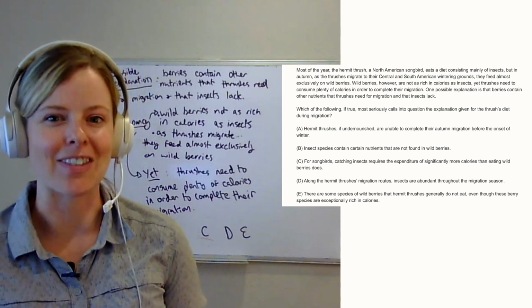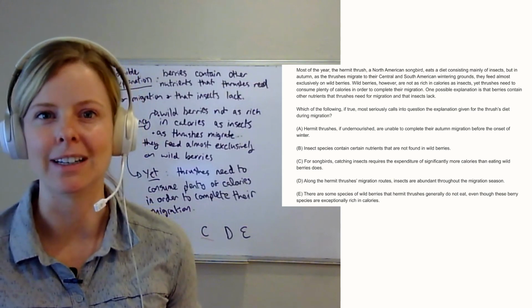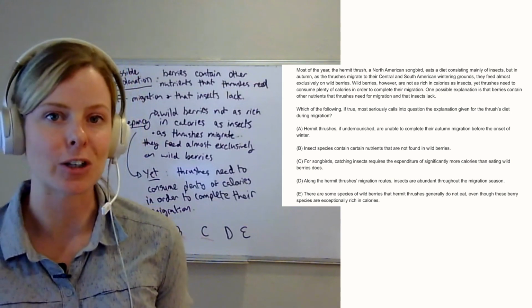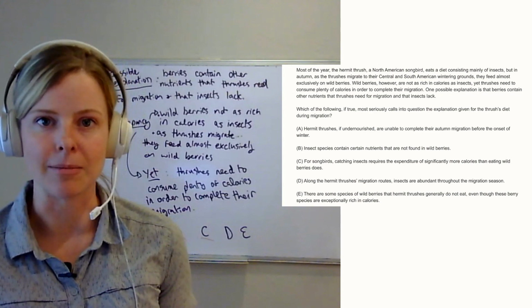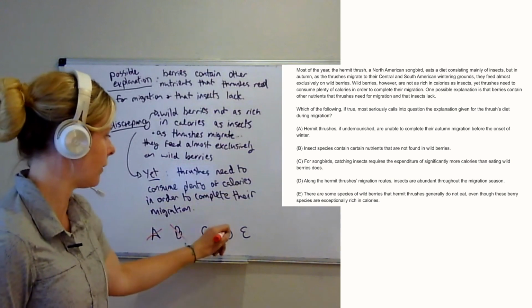However, D does say that they are abundant throughout the migration season. So that doesn't actually give us another reason why they're making this switch, doesn't give us any reason to doubt this explanation that the author has given us. So we can go ahead and get rid of D.